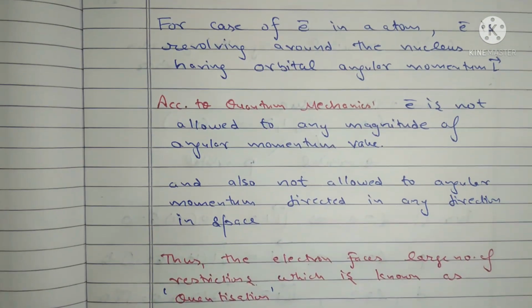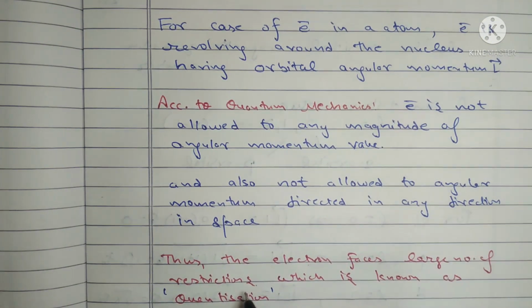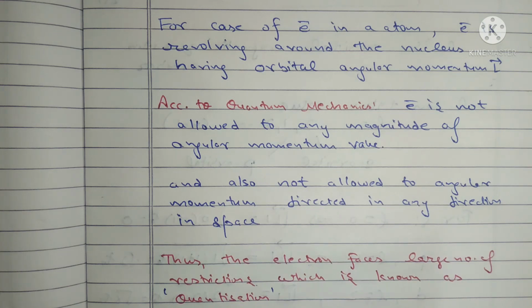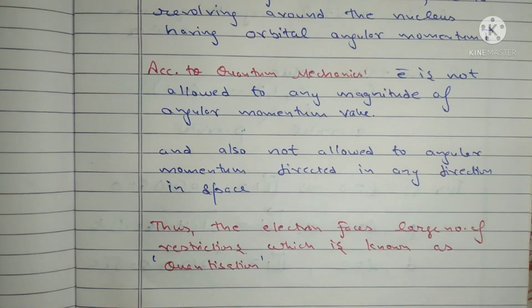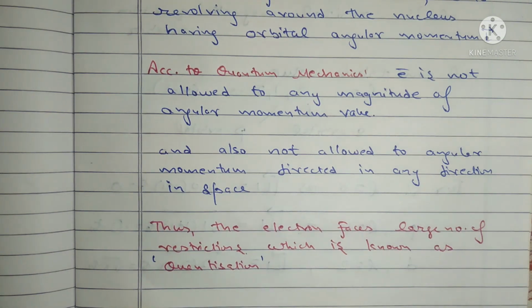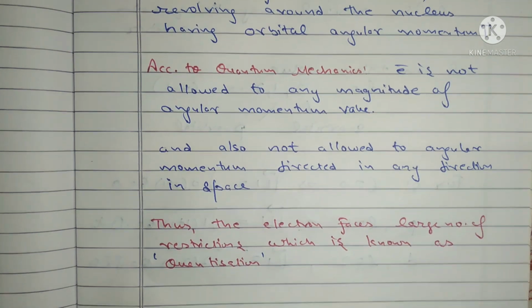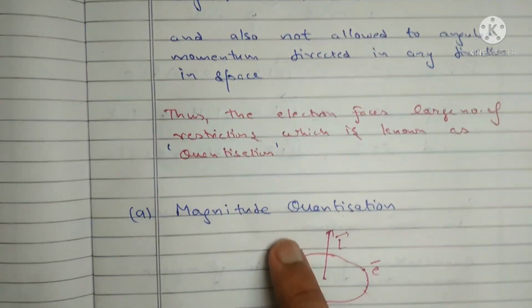Thus, the electron faces a large number of restrictions, which is known as quantization. Quantization means there can be only discrete values of the angular momentum. Now, for the case of an electron in an atom, certain quantum numbers put restrictions on the magnitude and the direction of the angular momentum. So in the first case, we deal with the magnitude of the quantization, that is, magnitude quantization.